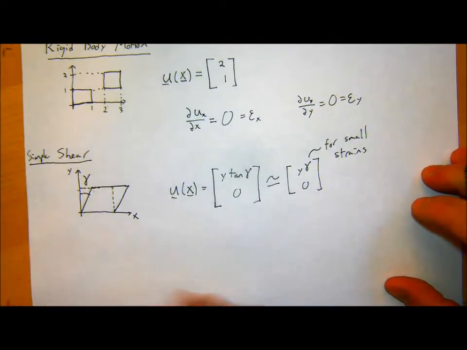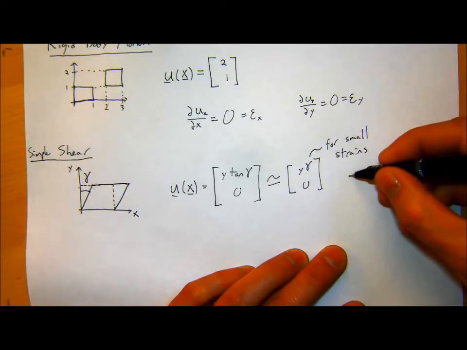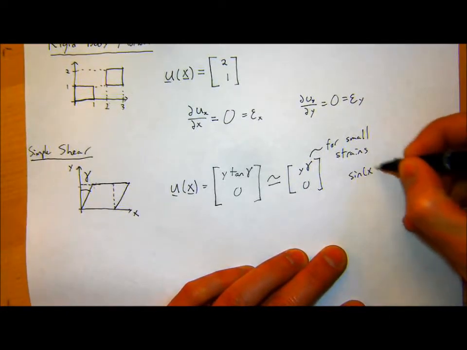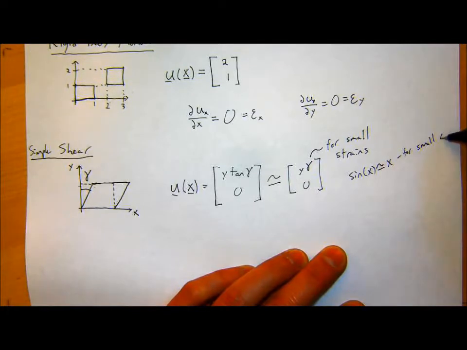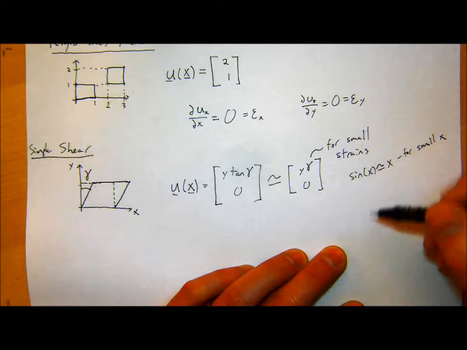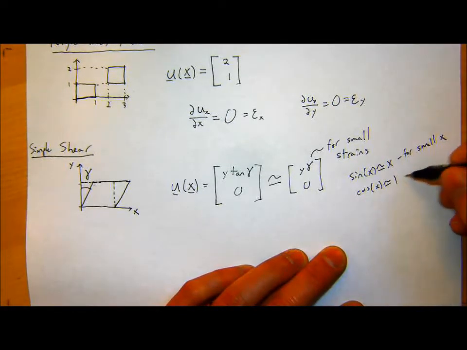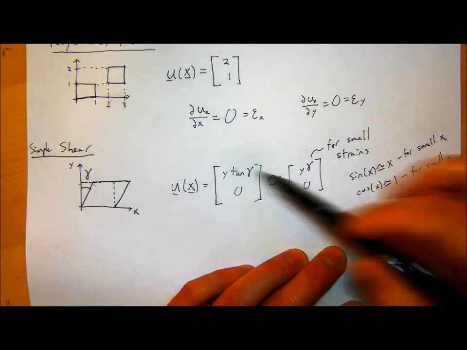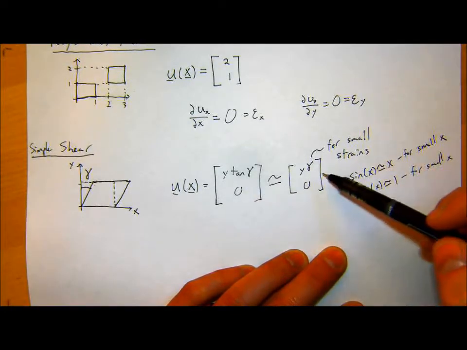Is that a familiar identity for people? Sine of x is approximately equal to x for small x. Yeah, small angle theorem. Cosine of x is approximately equal to 1 for small x. And so tangent, by that same small angle theorem, tangent of gamma is equal to gamma. Okay.